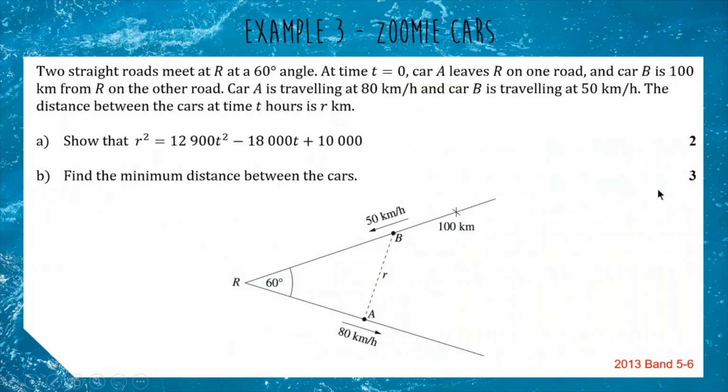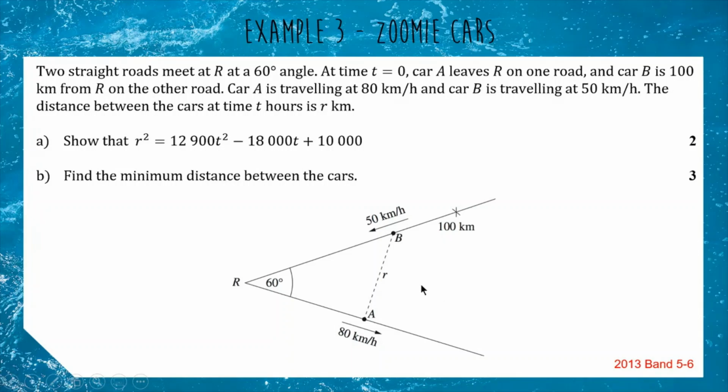Okay, now we can have a look at our last example from the 2013 HSC. Again, another very difficult band 5-6 question. We have 2 straight roads meeting at R at a 60-degree angle. At time t equals 0, so initially, car A leaves R going this way, 80 kilometers per hour. Car B is 100 kilometers from R, so car B starts at this point here, and it's moving towards R at 50 k's per hour. The shortest distance between the 2 cars at any point is represented by R.